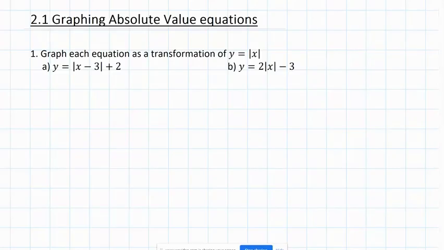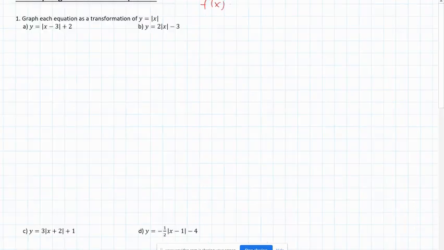This lesson is on graphing absolute value equations. We'll use the same process that we did in all of Module 1, where if we have a function f of x, then if we graph a new function as a transformation of f of x of the form a f of 1 over b x minus h plus k, the multiplier in front will affect vertical stretch and compression.